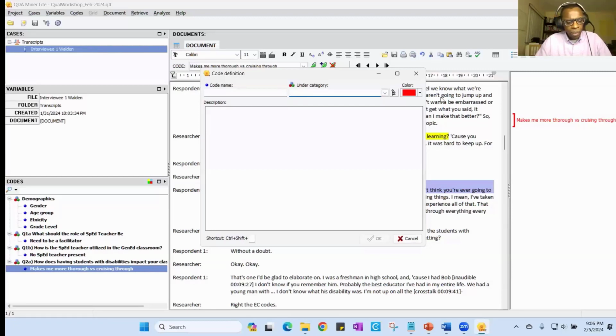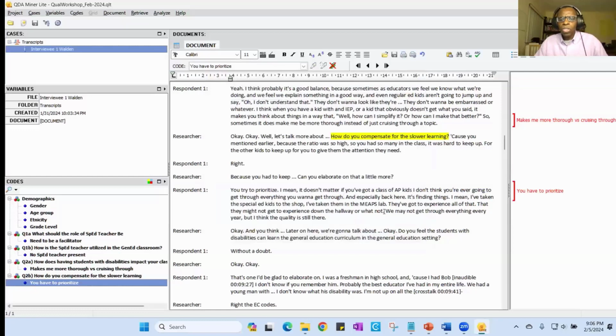So that's 2B, Q2B, okay? And then the code is going to be level 1 code: you have to prioritize. All right? Now, he also clarifies what prioritize means.